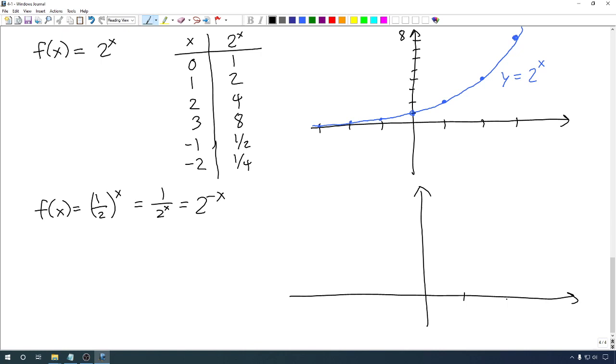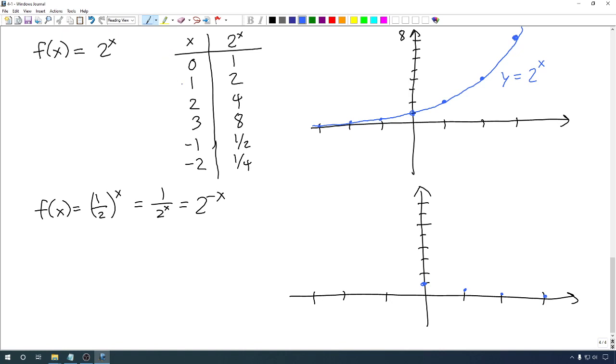So let me try to get a nice graph of this one. Again, let's say that's 8 there, 4. There we go. So we'll go ahead and use the same table, but I'm going to essentially just change the signs over here. So 0 is going to correspond to 1. It's going to be that point there. 1 is going to actually correspond to 1/2 now. 2 is going to correspond to 1/4. 3 is going to correspond to 1/8.